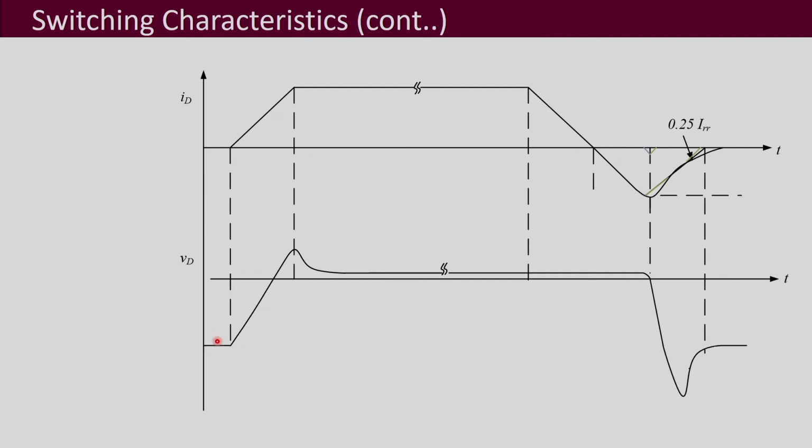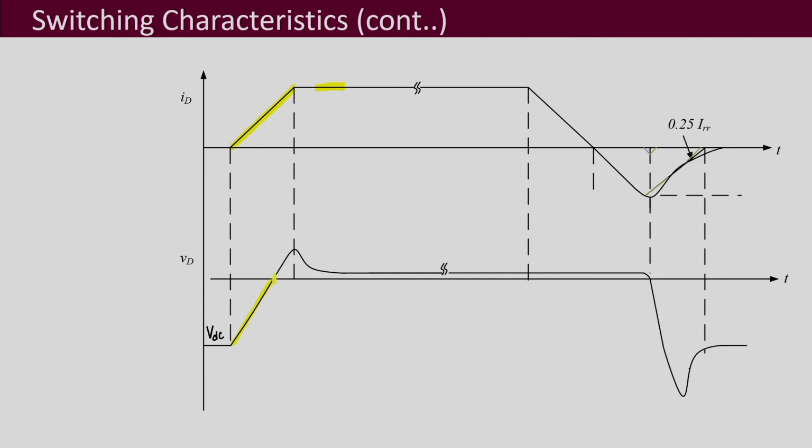Now, when this diode starts to turn on, prior to that the diode was blocking a voltage equal to VDC. After that, when the diode starts to turn on at this point, the current increases, and at that time the diode voltage also starts to reduce, and it becomes 0 before the current has reached its final on state current value.